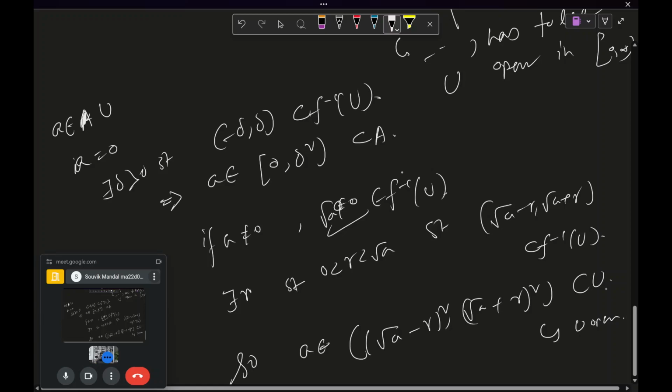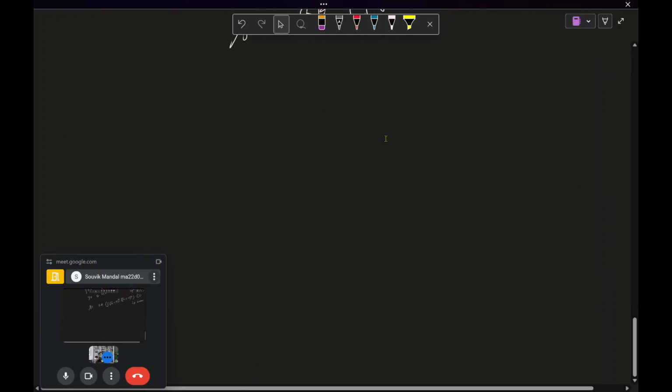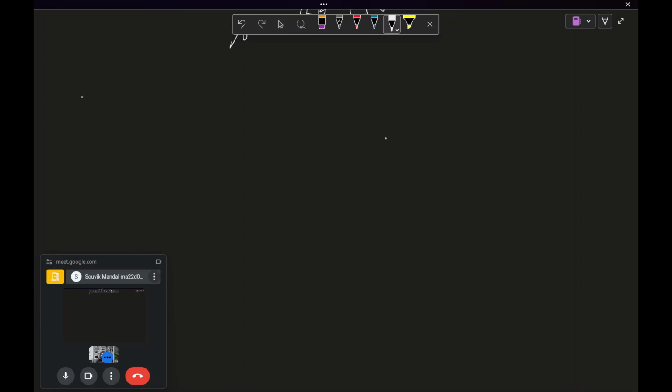So this is the way. In the solution manual provided, there is some alternate solution. That's also fine. But anyway, that's a good solution. So let me check the next question.